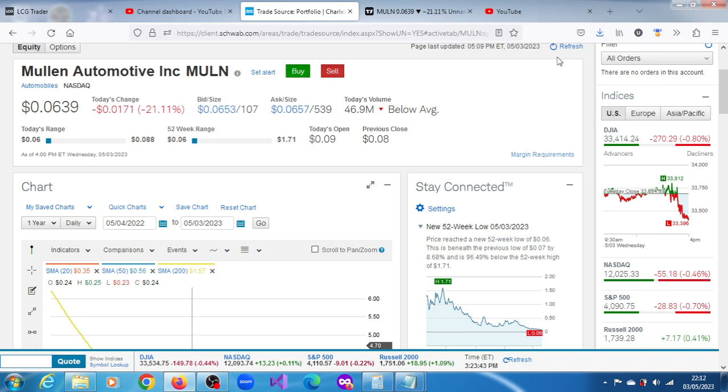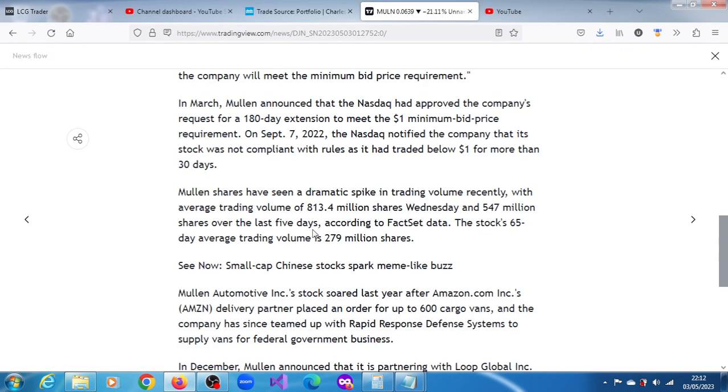$1.71. So we also know, amongst other things, that of recent the shares of MULN stock have seen a dramatic spike in trading volume, with average trading volume of 813.4 million shares versus an average of 547 million shares over the last 5 days, according to FactSet data. The stock's 65 day average trading volume is now 279 million shares. The current outstanding shares is around 3 billion shares, so this isn't really out of place as such.